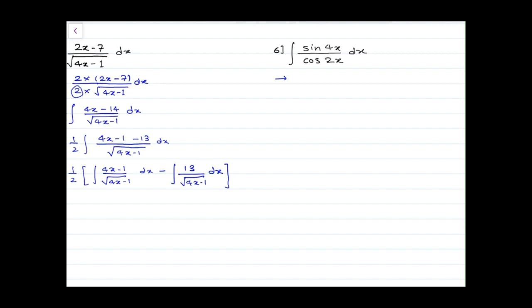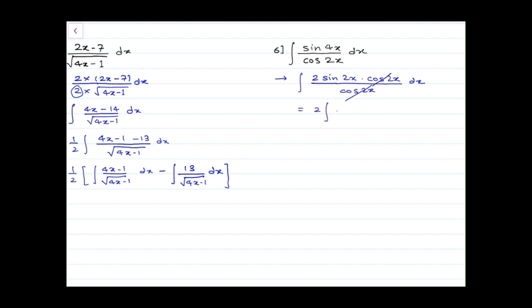So for the next question, you can see it's sine 4x over cos 2x, and we don't have any standard formula to solve sine upon cos directly. Just having different angles. So what I can do, I can use the simplification equation. So we can use the double angle formula. If you remember, sine 4x can be written as 2 sine 2x cos 2x. In the denominator again we have cos 2x, right? So the term gets cancelled.